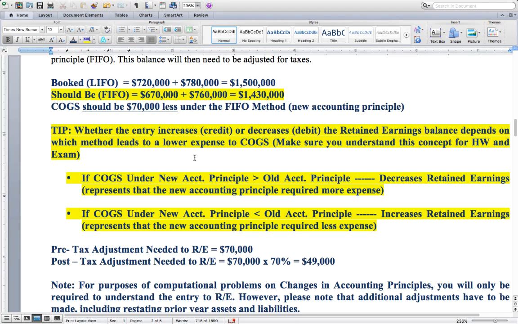And just think of it as if you expensed too much under the old method, then your retained earnings is going to increase, because that means that you expensed too much, therefore your income was not as high as it would have been under the new principle.